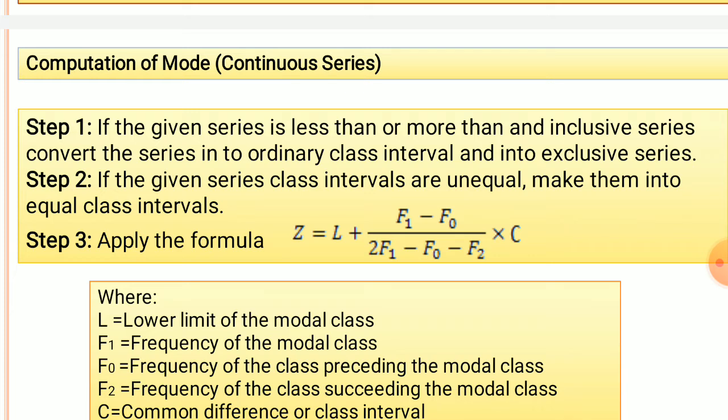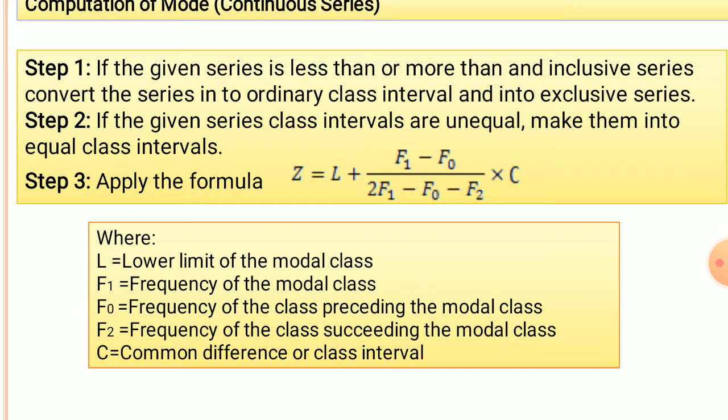by 2f1 minus f0 minus f2 into c. So the z stands for mode. So this is the empirical formula, which is to be used for calculating or locating the model value.